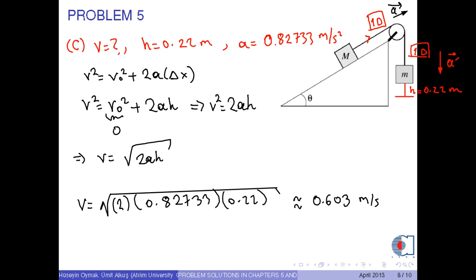Alright, this is the end of the discussions about problem 5, and let's solve the last problem.